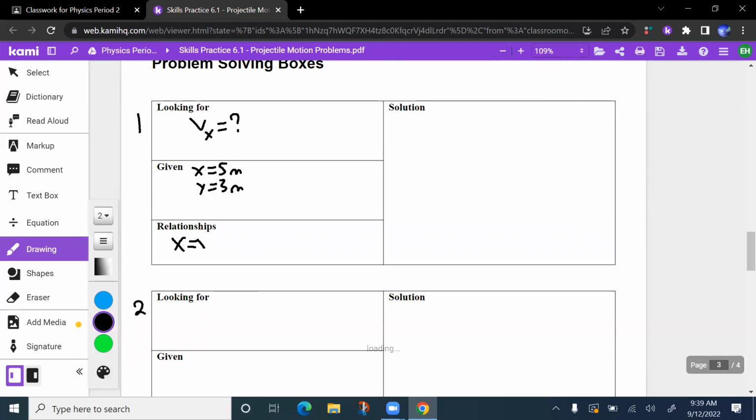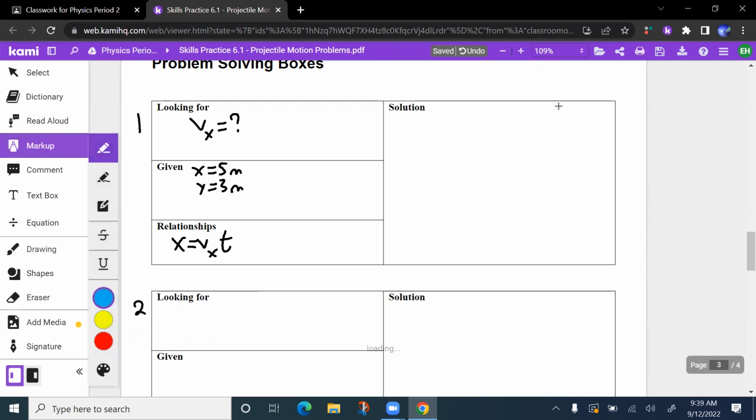x equals vx times t. But, ladies and gentlemen, you'll notice that you're trying to solve for vx. In order to solve for vx, you have to get rid of time. Notice you don't have time, at least not yet. So here's what we can do about that. We can choose a second equation from our list above to find time, and then we can plug that into our first equation and find vx.